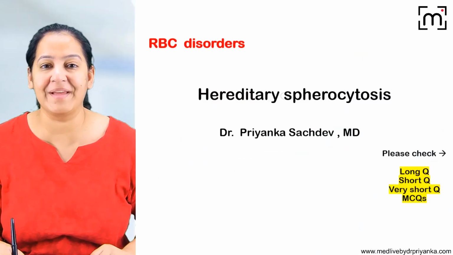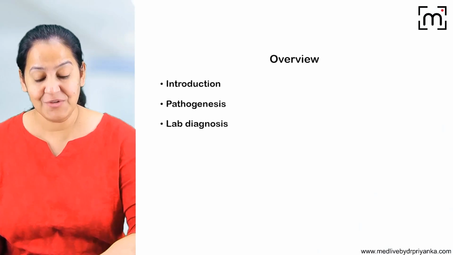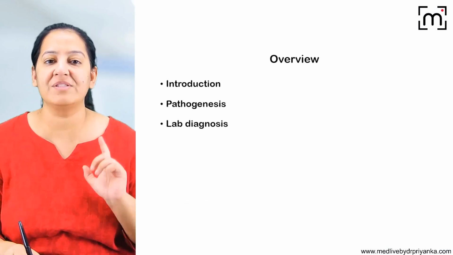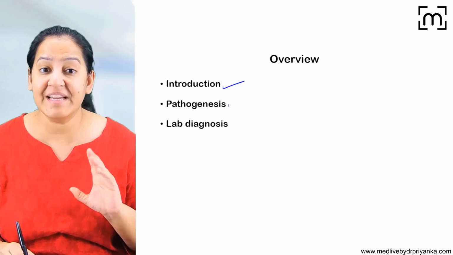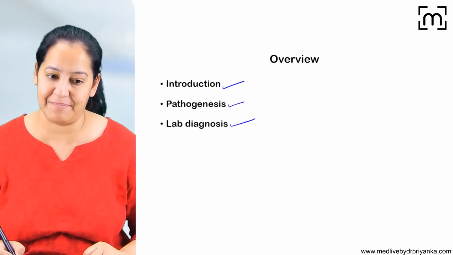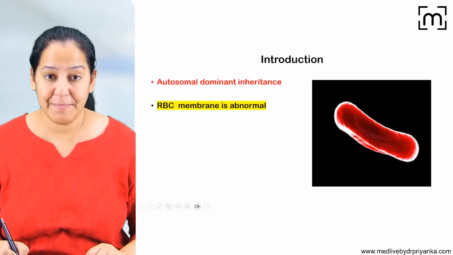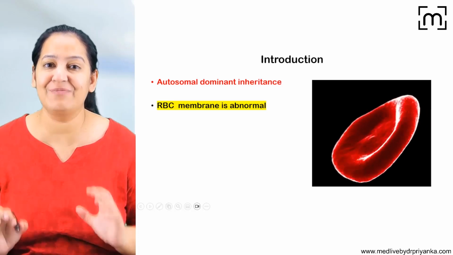We are starting the topic, that is hereditary spherocytosis. First of all, I will let you know the overview. First the introduction: what do you mean by hereditary spherocytosis? Then we will see its pathogenesis, and finally we will see its lab diagnosis. So let me tell you the introduction of hereditary spherocytosis.